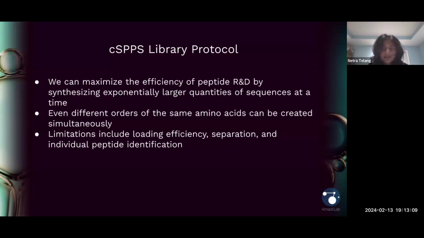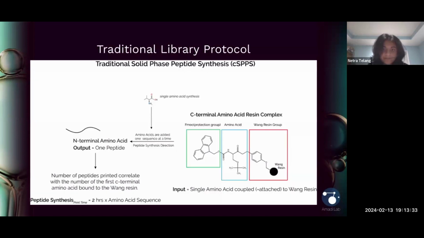However, this method does have some issues. For example, loading efficiency. We're pretty much limited to a 0.25 millimole amount of the initial weighing resin, which has a limited amount of amino acids, and therefore pretty much determines the number of peptide sequences that can be created. Other issues include separating peptides based on sequences and also identifying them based on sequences.